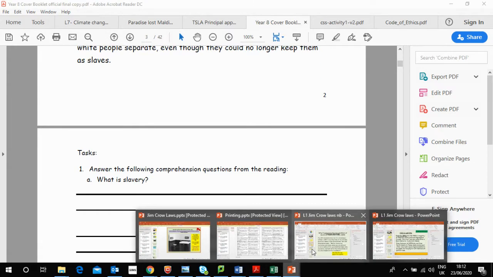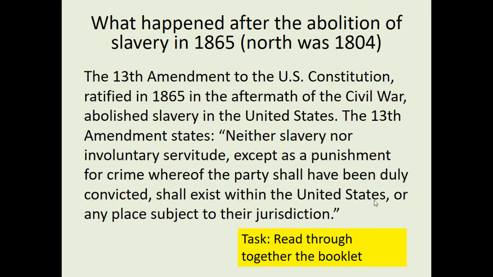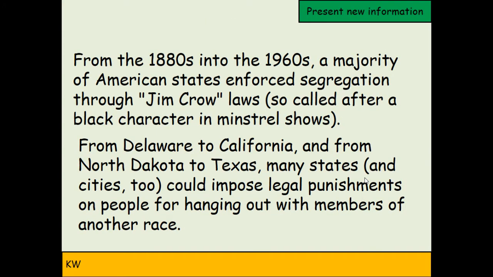So what we're going to do now is go back to this. So from the 1880s into the 1960s, this ran until the 1960s, okay? So not long at all ago, a majority of American states enforced segregation through Jim Crow, okay? So called after a black character in minstrel shows. So this is where a white person would have, I think the term is blackface, so where they would have put on black makeup and danced around and pretended to have been a black person to take the mickey out of them, to be it in a bad way.